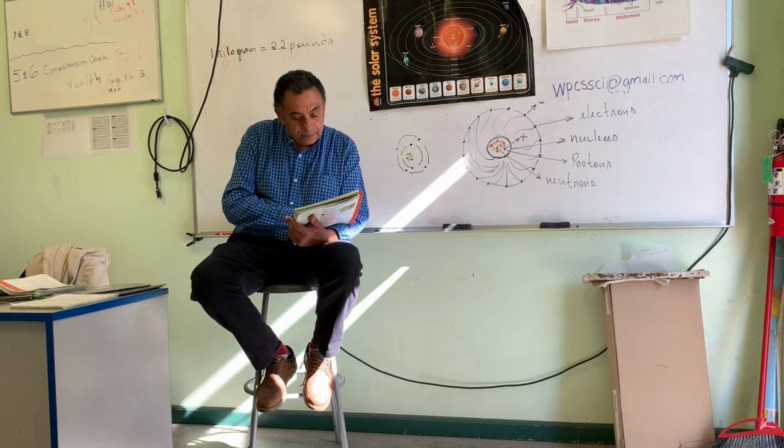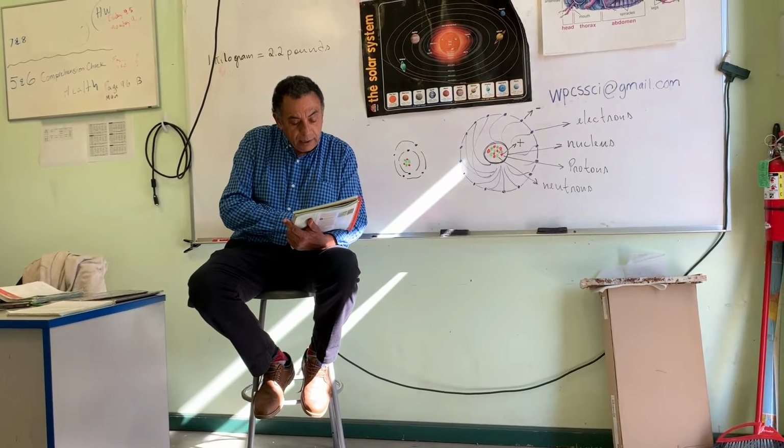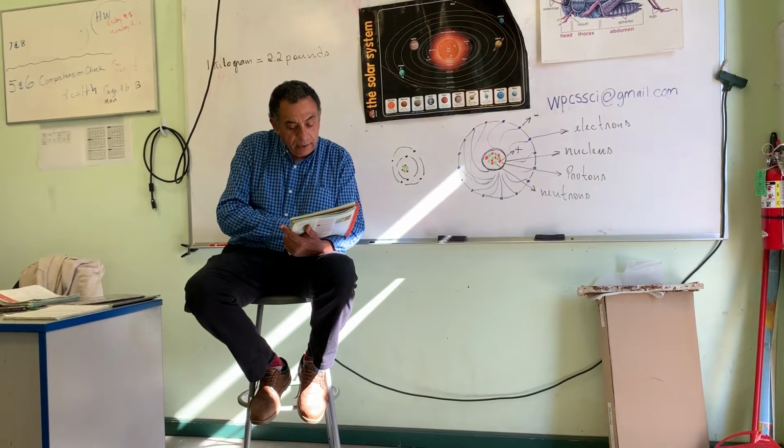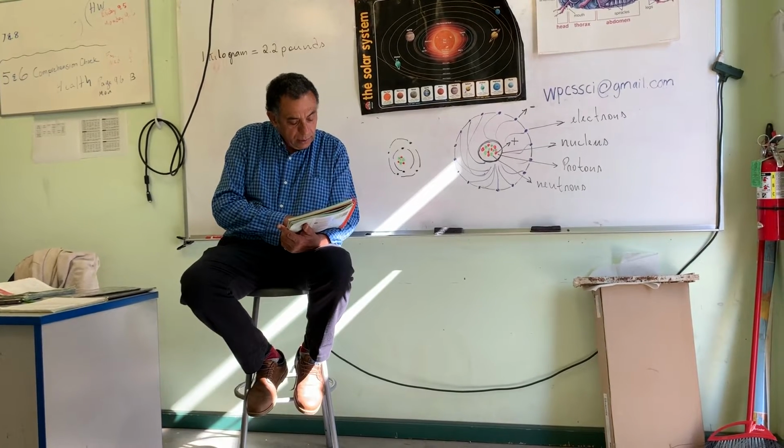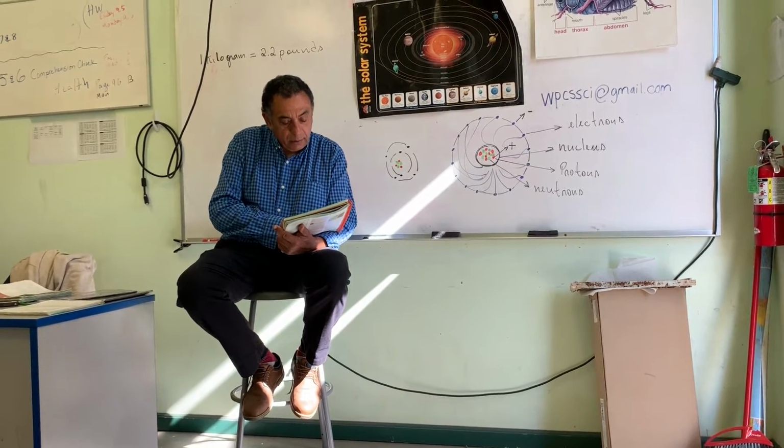Number 5, which solitary wasp builds cells that look like tiny pots or worms? So it's a pot wasp.